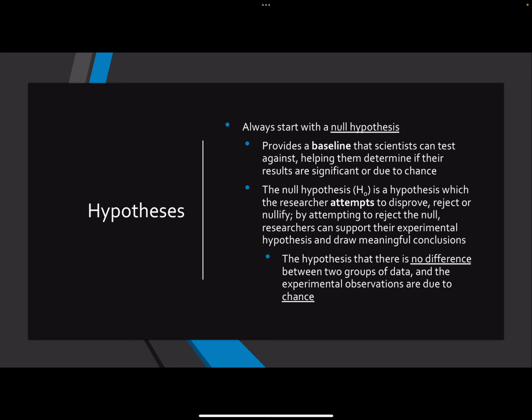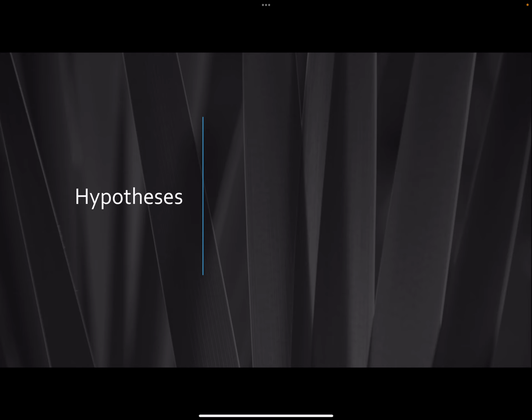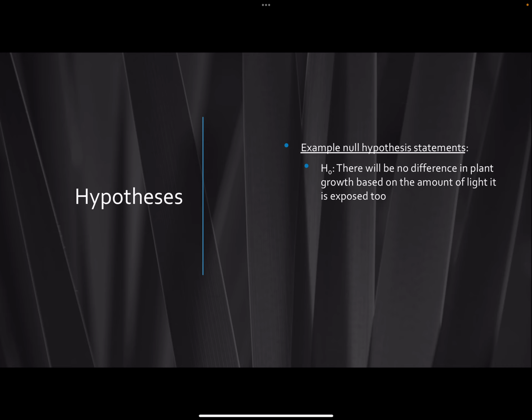Hypothesis. Always start with a null hypothesis. It provides a baseline that scientists can test against, helping them determine if their results are significant or if they're due to chance. The null hypothesis, also known as H0, is a hypothesis which the researcher attempts to disprove, reject, or nullify. By attempting to reject this null, researchers can support their experimental hypothesis and draw meaningful conclusions. It is the hypothesis that there is no difference between the two groups of data and the experimental observations are due to chance.